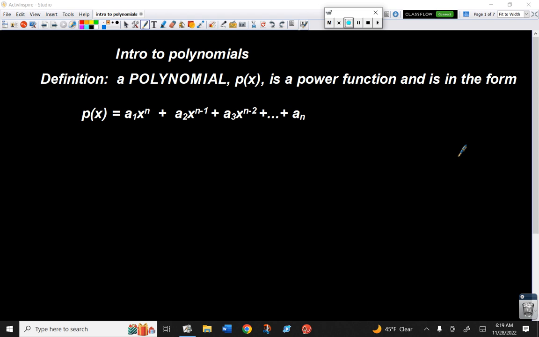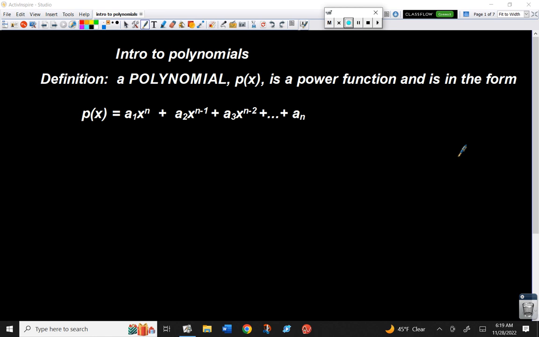Basically, a sub 1, a sub 2, a sub 3, these are all just constants. These are all just numbers. They could be positive, they could be negative. Of course, x to the n, that's just x to any power.